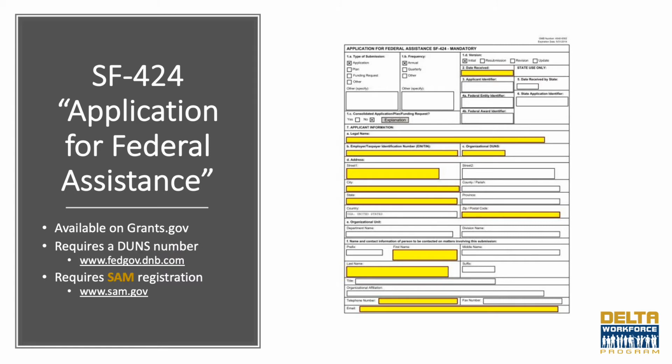Before submitting an application, applicants must register with the System for Award Management, or SAM. You will find instructions for registering with SAM at www.sam.gov. A recipient must maintain an active SAM registration with current information at all times during an active federal award or an application under consideration.